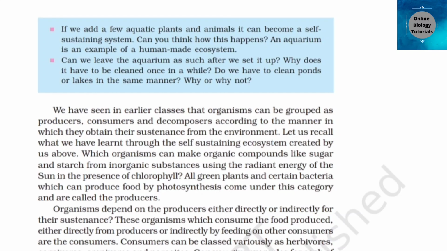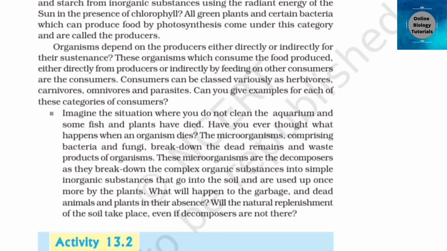Organisms depend on the producers either directly or indirectly for their sustenance. These organisms which consume the food produced, either directly from producers or indirectly by feeding on other consumers, are the consumers. Consumers can be classed variously as herbivores, carnivores, omnivores, and parasites. Can you give examples for each of these categories of consumers?